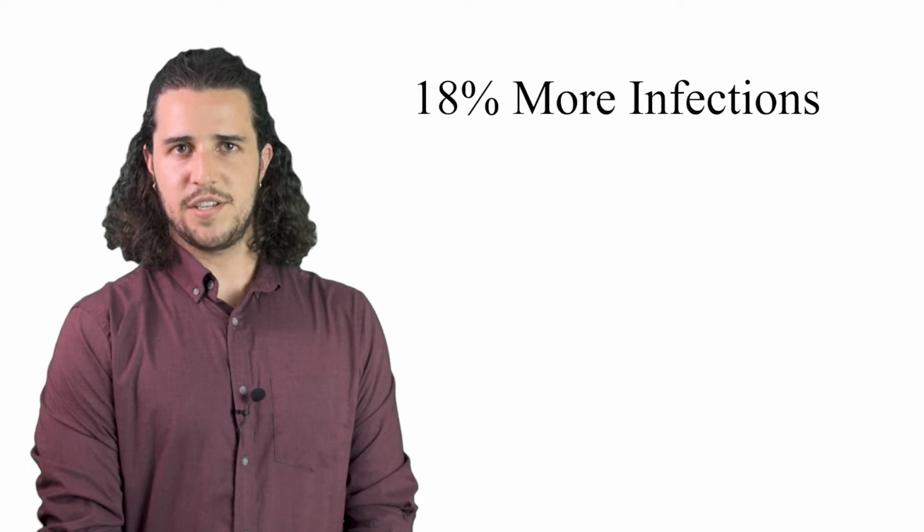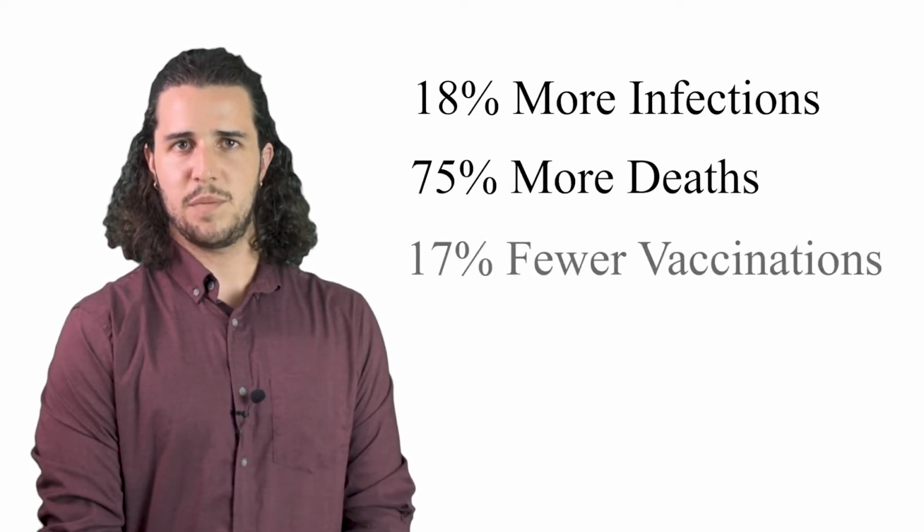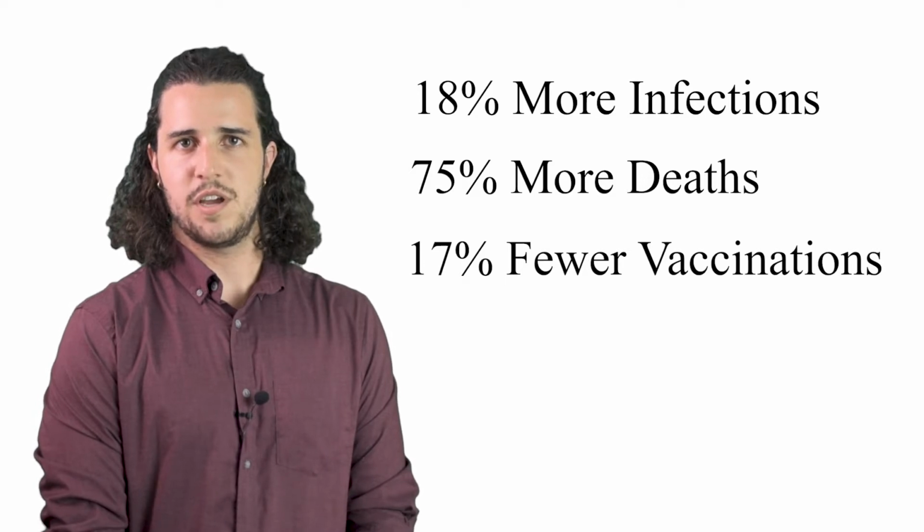The most vulnerable communities were disproportionately affected by COVID-19. They had 18% more infections, 75% more deaths, and 17% fewer vaccinations per 100,000 people than the least vulnerable counties. The rapid spread of COVID-19 forced government and nonprofit agencies to quickly respond by appropriately distributing funds to communities most in need of assistance.